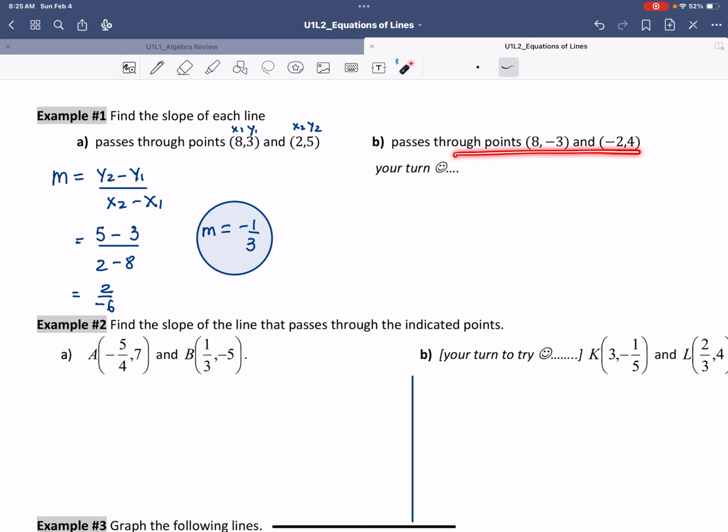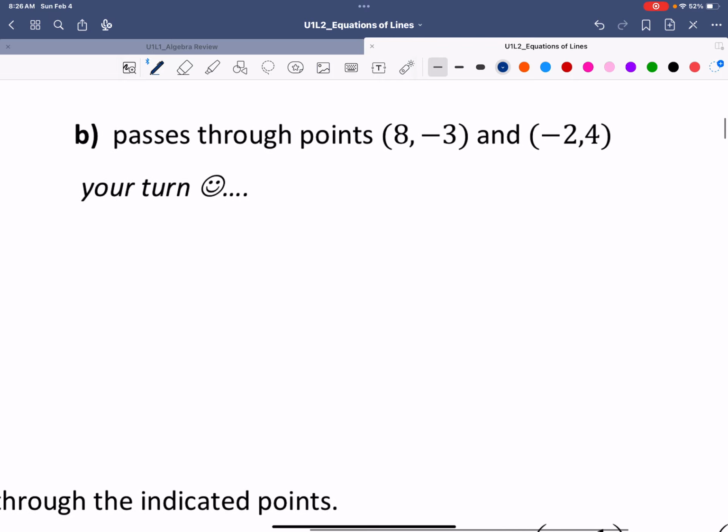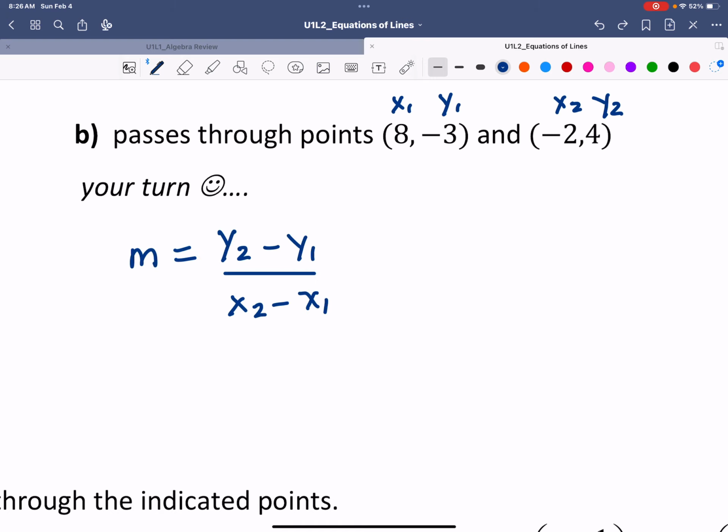You can try another question, try it on your own. I will continue here in the lesson so you can check your answer. So this time we have a line that passes through the points with coordinates 8, negative 3, and 2, negative 4. So again, we're going to start off by listing the coordinates x1, y1, x2, y2. So write out the formula.